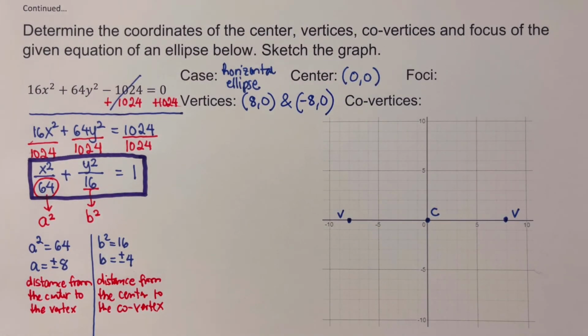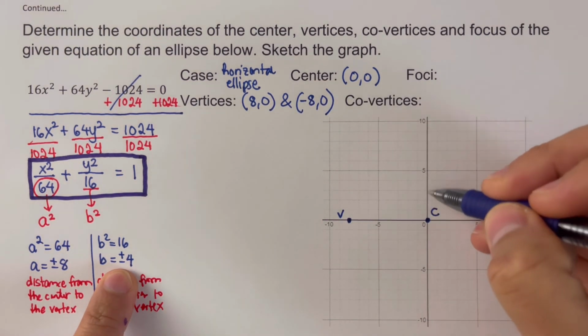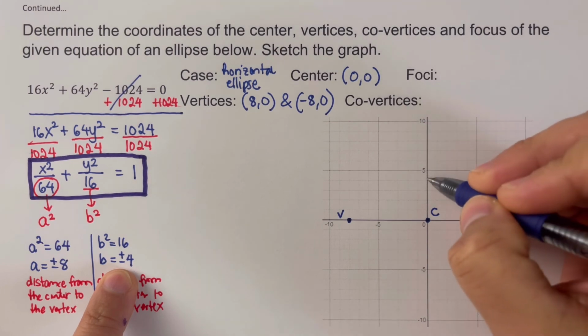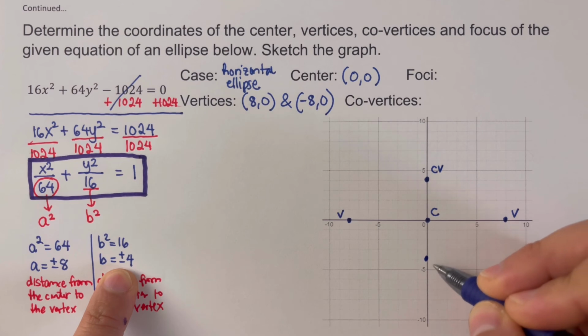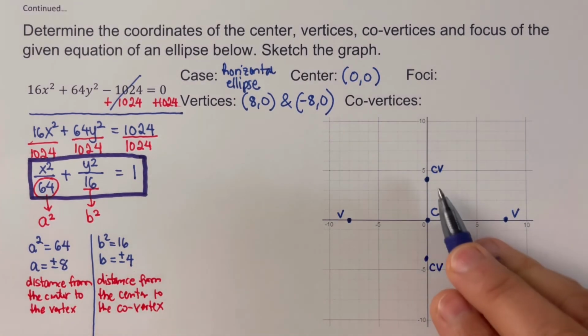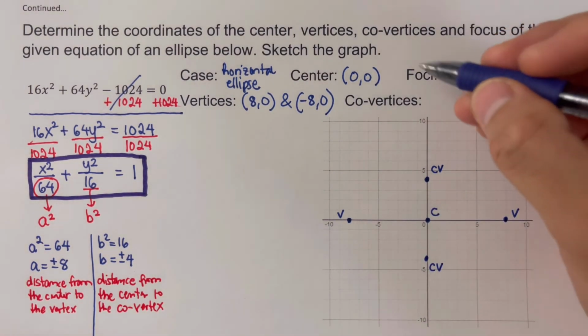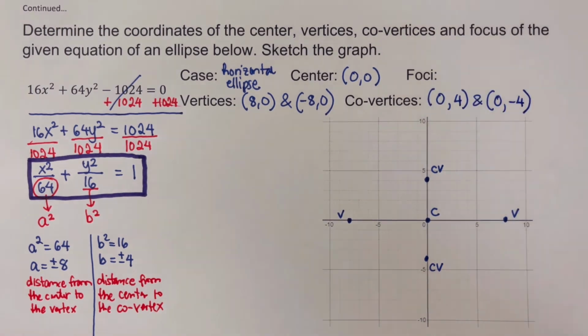Okay, now we determine the co-vertices. Now b represents the distance from the center to the co-vertex. That's 4. So we go up 4 and down 4. So this is the first co-vertex and this is the other co-vertex. And so I'm going to write the coordinates of these two co-vertices up here. Okay, so then we can go ahead and sketch the ellipse.